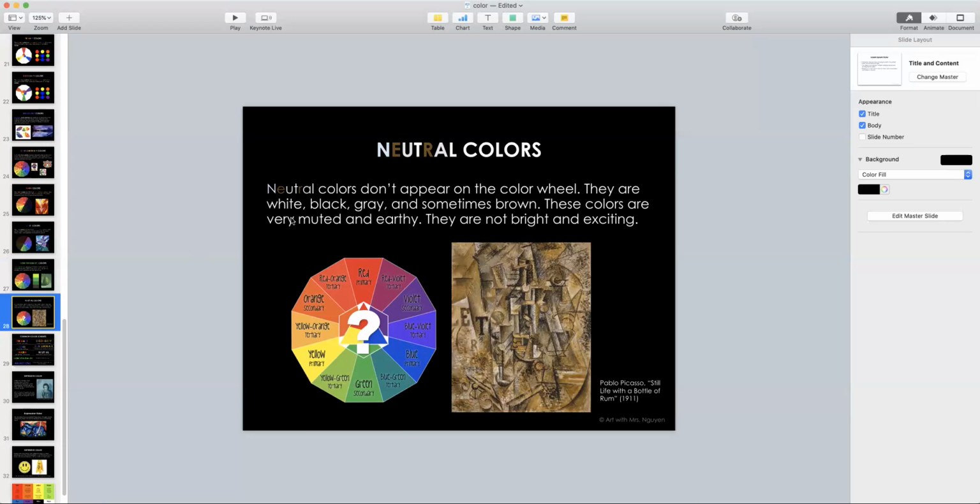Neutral colors don't necessarily appear on just a standard color wheel. If you had a color wheel that had a lot of colors on it, it could. But these are white, black, gray, and sometimes brown. They're kind of muted and earthy, and they're not very bright, but they can still create successful artwork.